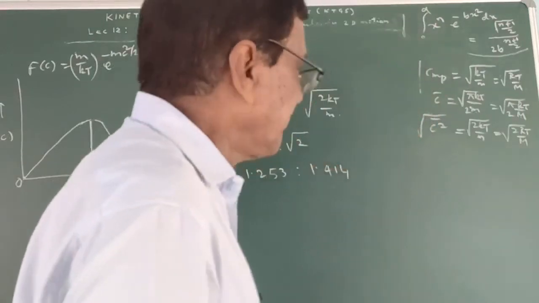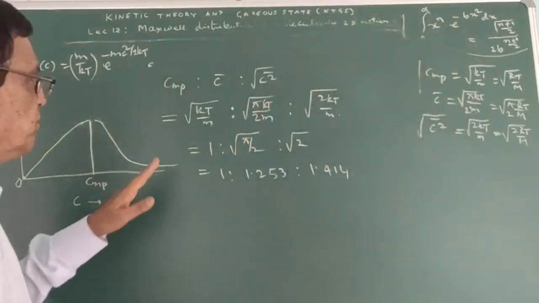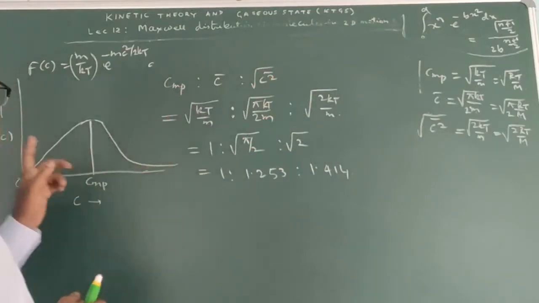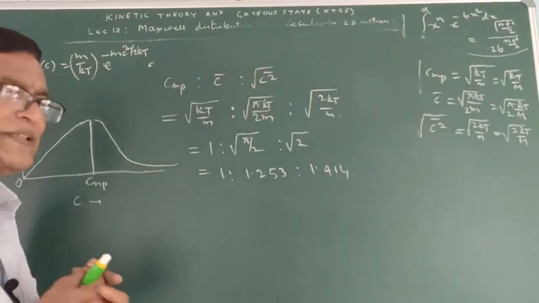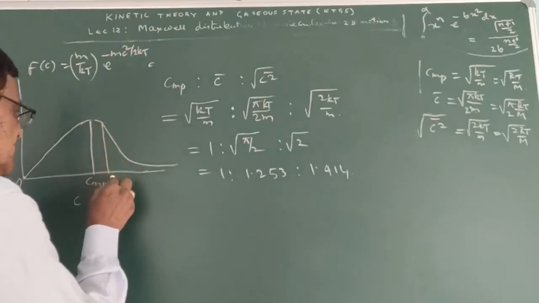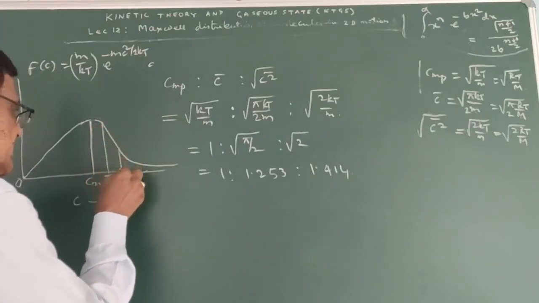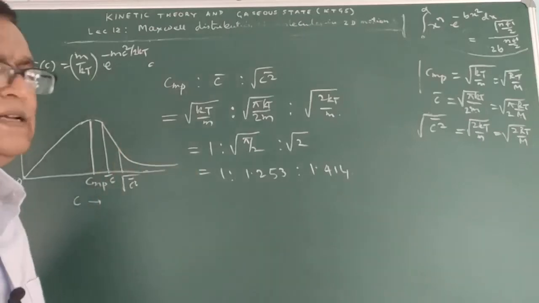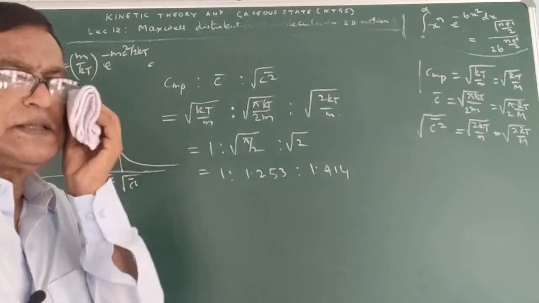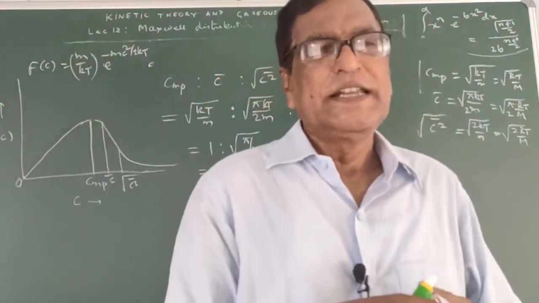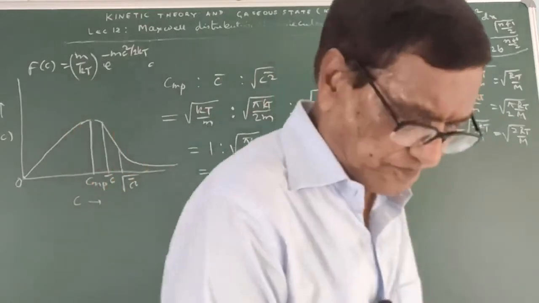Now if we put these three average speeds in this f(c) versus c diagram, then this is the lowest value, here it is c bar, and here it is root mean square c. These are the places of the three average speeds in the f(c) versus c diagram.